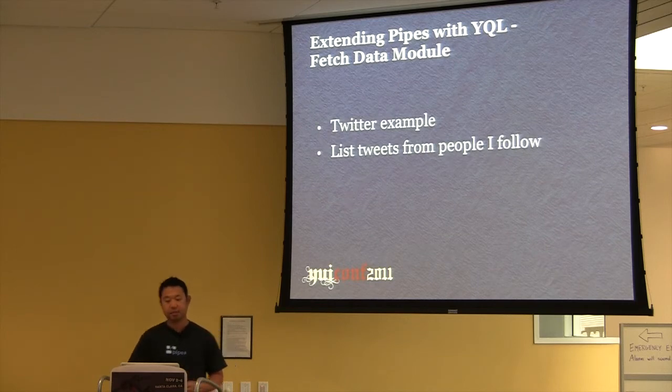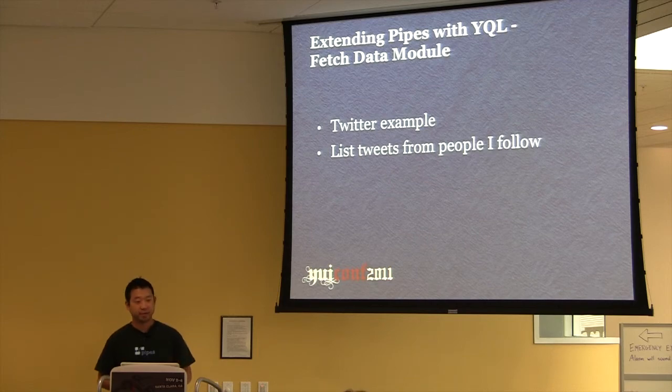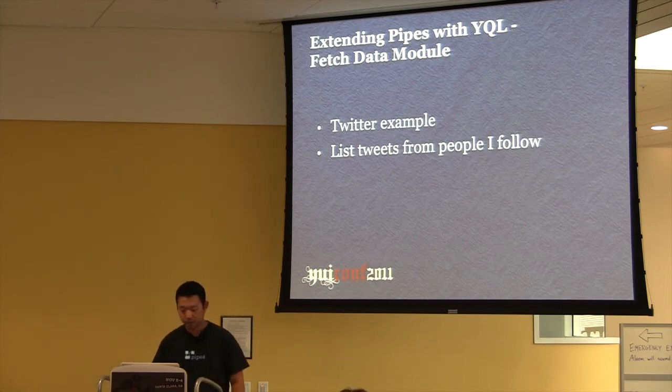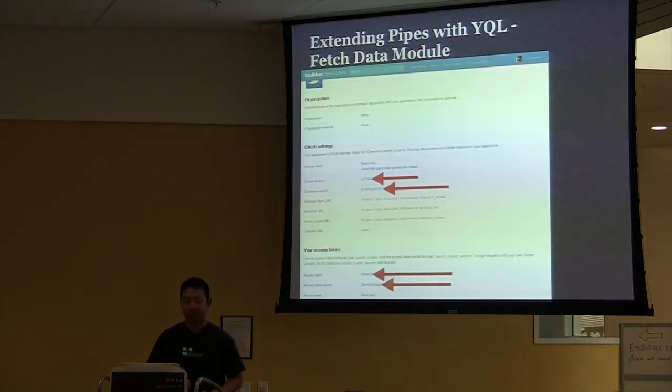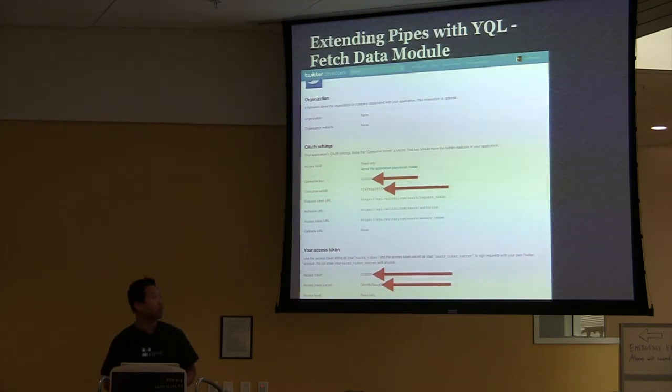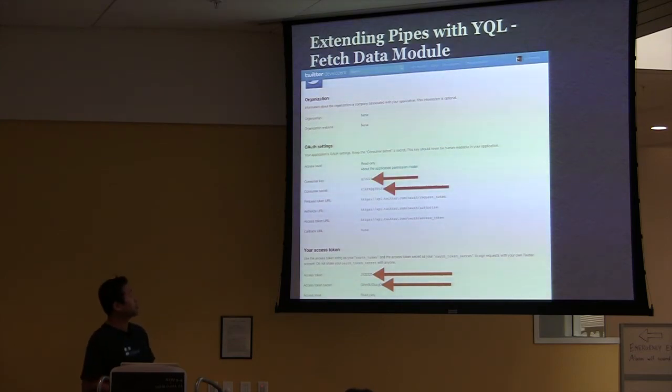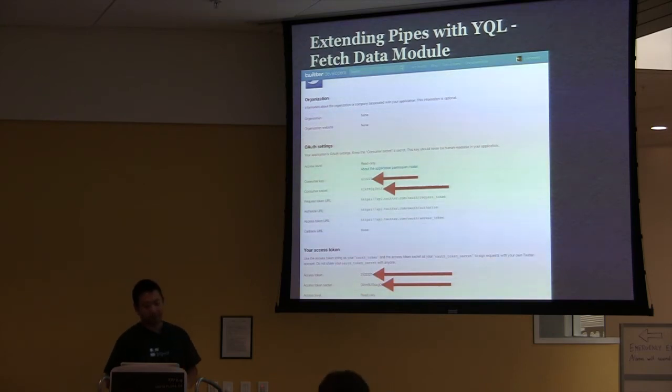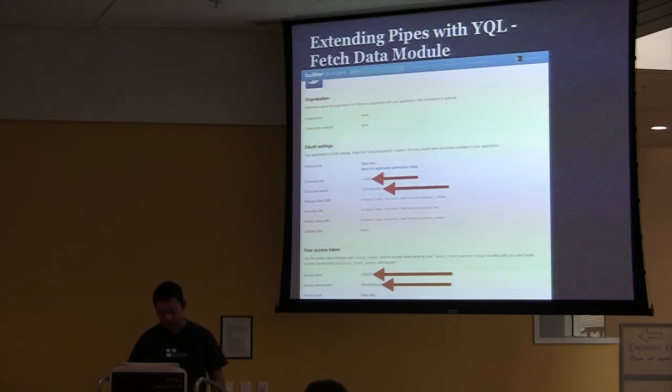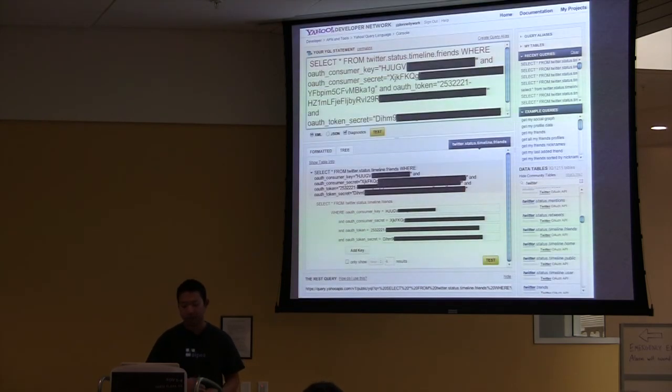For this example, I'm going to use Twitter, and it's going to list tweets from people that I follow. I need to go to dev.twitter.com first to get four items: my consumer key, consumer secret, access token, and access token secret. You have to create an application in Twitter to get these keys. So I'm going to copy these four keys and go to my YQL console.